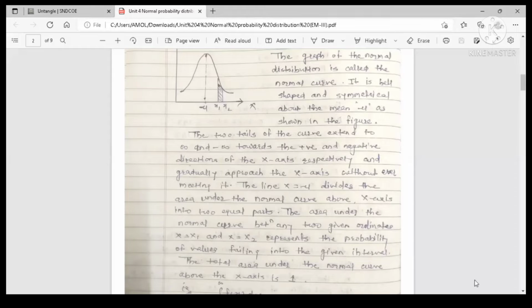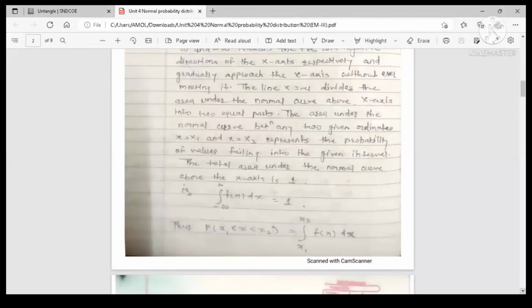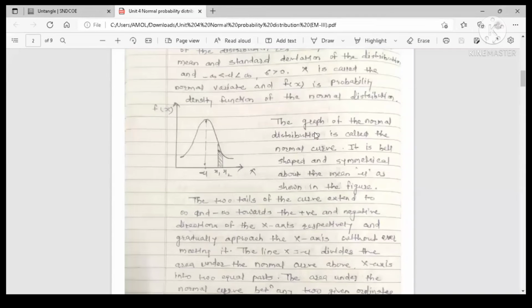The total area under the normal curve above the x-axis is 1. This total area under the normal curve is equal to 1, because in normal distribution, area is connected to probability. So definitely the complete area of the normal curve is equal to 1, because the maximum value of probability is also 1.